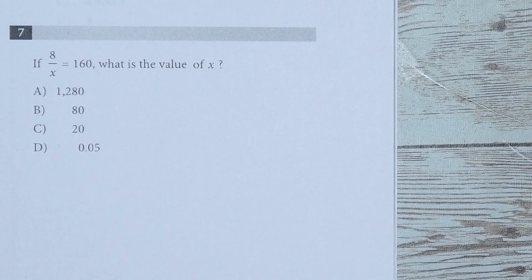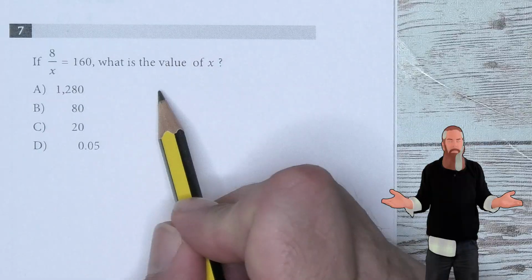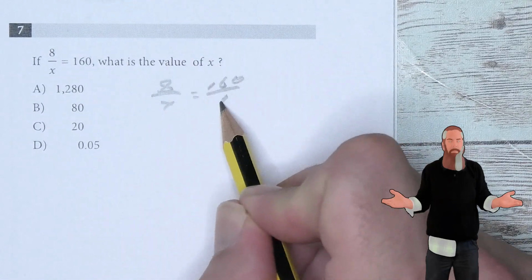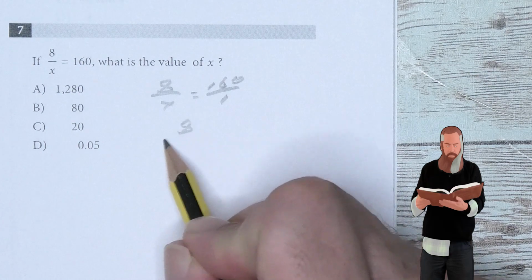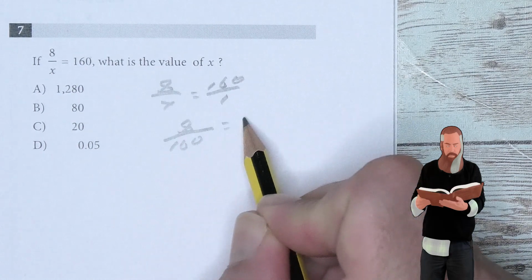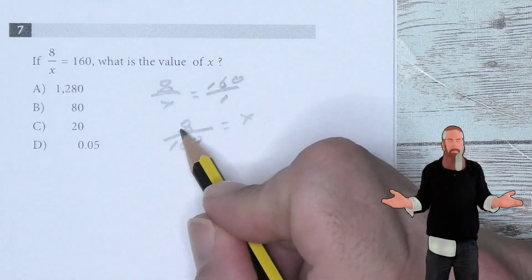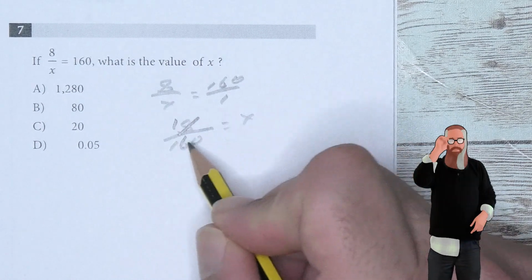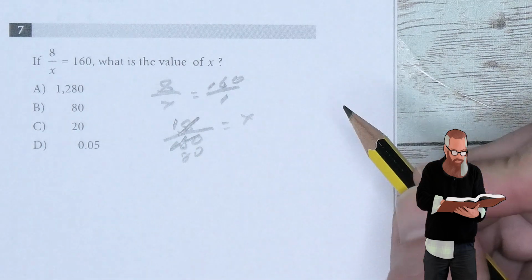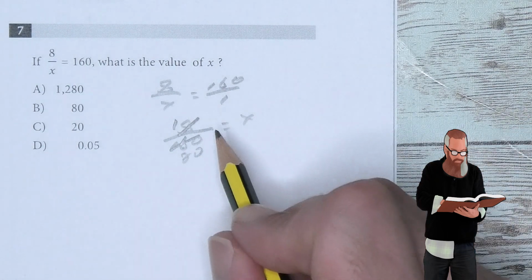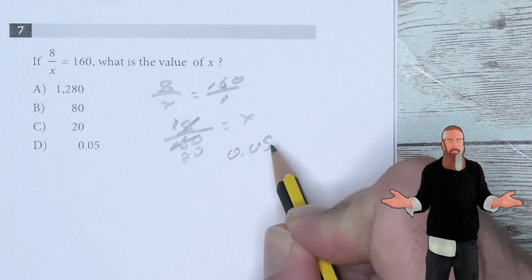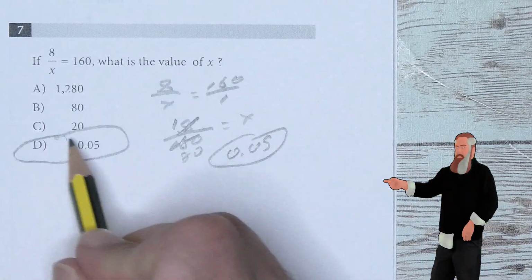If 8 over x is equal to 160, what is the value of x? Well, 8 over x is equal to 160, which is over 1. This means that I have 8 over 160 is equal to x. Now, 8 and 16 both have a 2 in common. So that can become a 1, and this can become a 20 in the denominator. As a decimal, 1 over 20 is 0.05. So D is the answer.